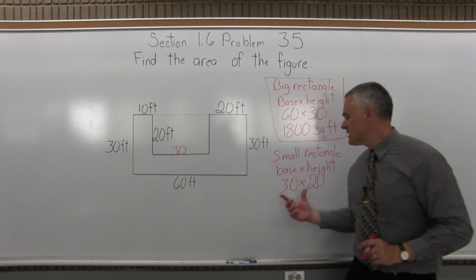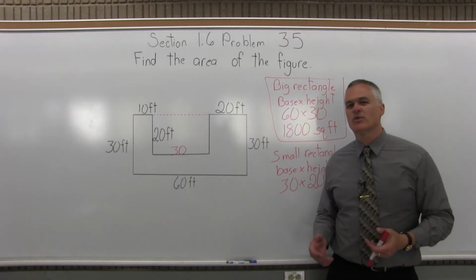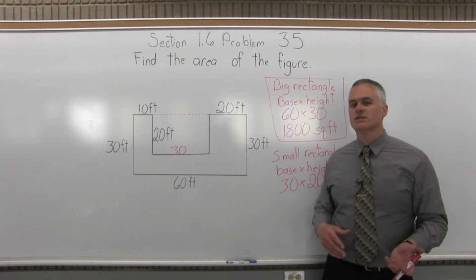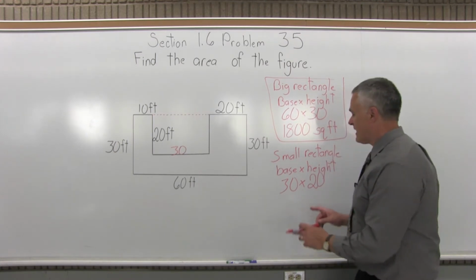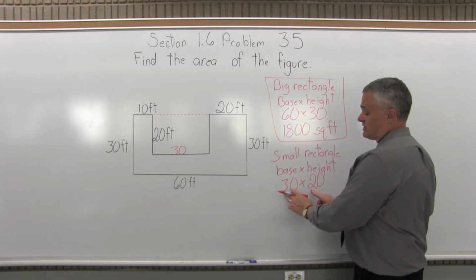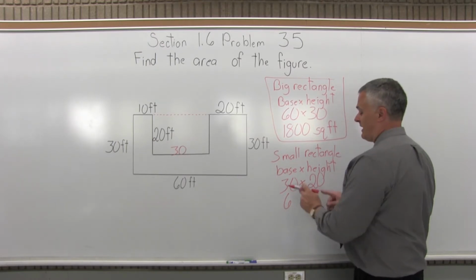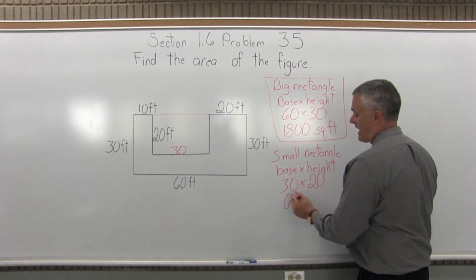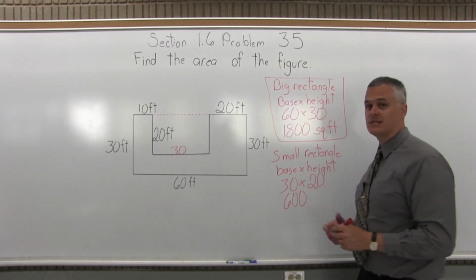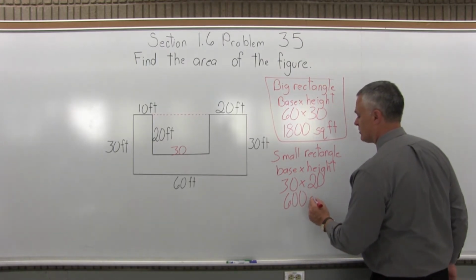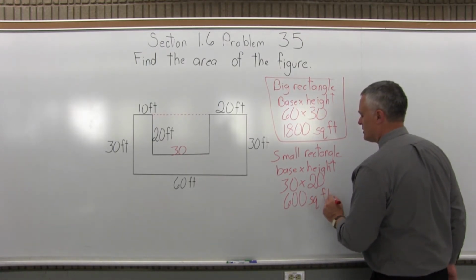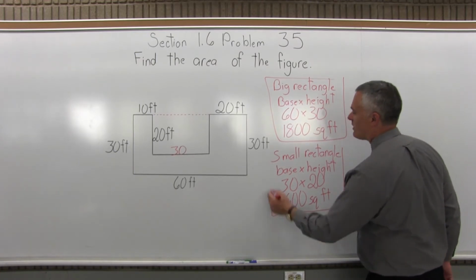Now again, those are pretty big numbers to multiply, but you can just use that shortcut where you ignore the zeros, multiply the non-zero digits, and put the zeros back. So if I ignore the zeros, the non-zero digits are just 3 times 2. 3 times 2 is 6. And then I ignored 2 zeros, so I put back 1, 2 zeros. So it's 600. And that'd be 600 square feet. So that's the area of the small rectangle.